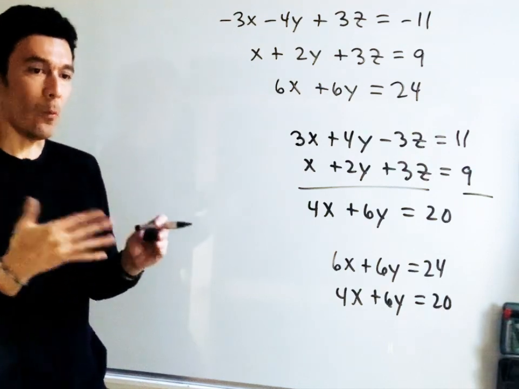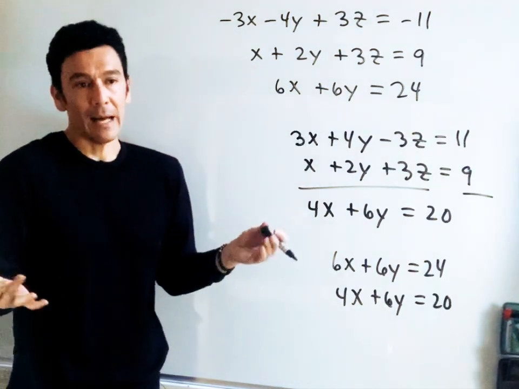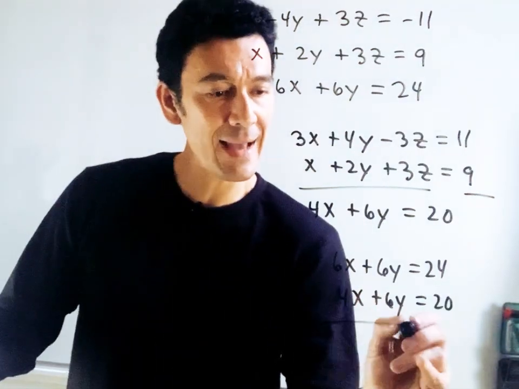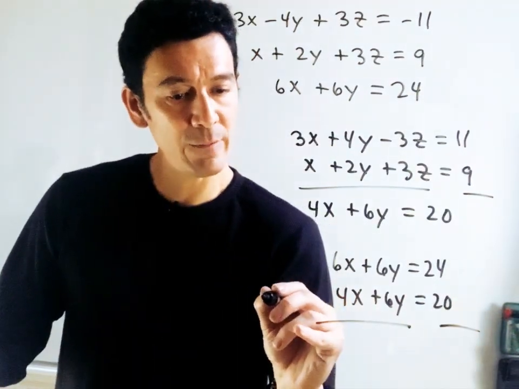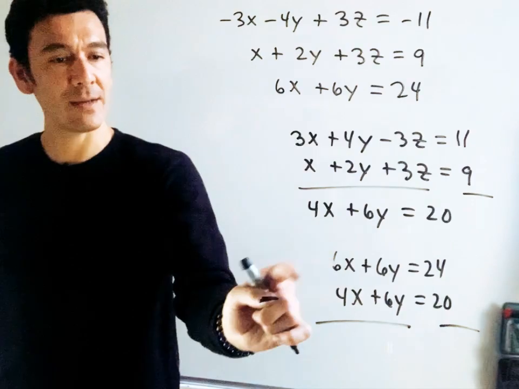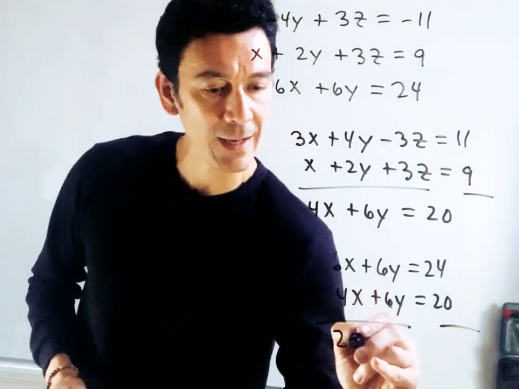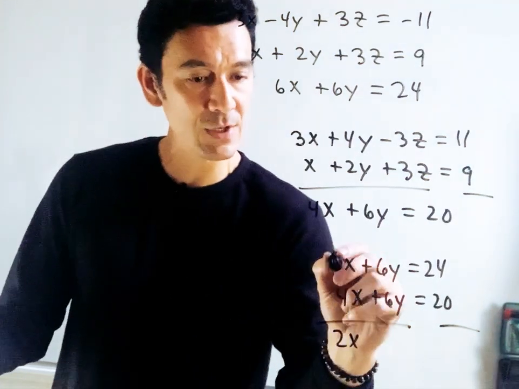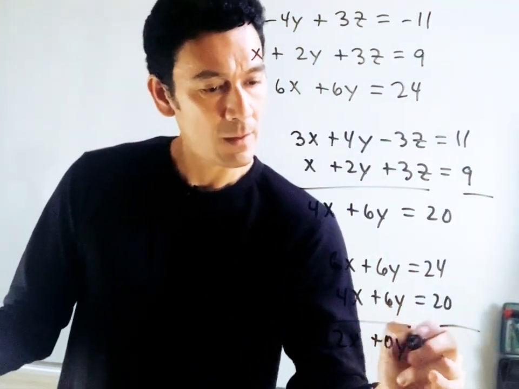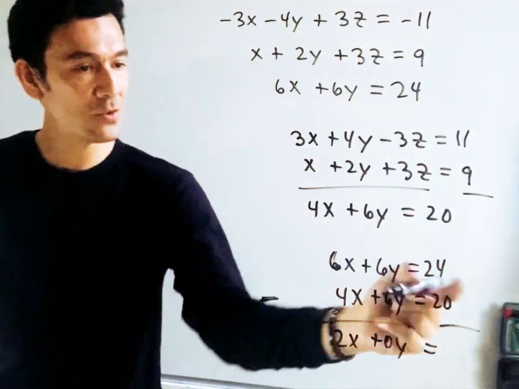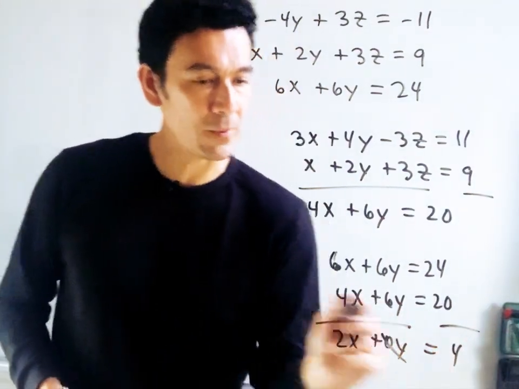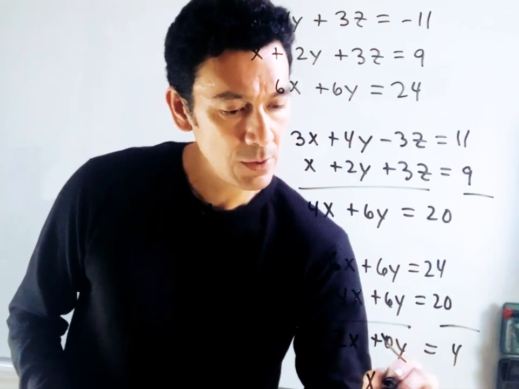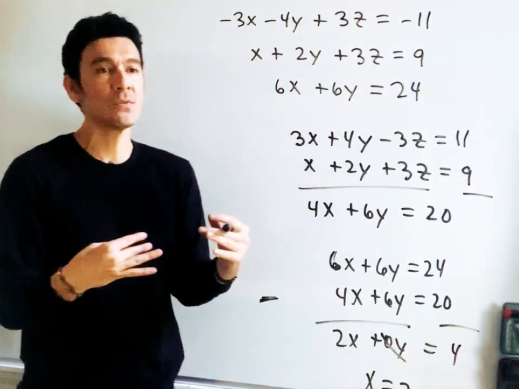And now here the y's line up perfectly. How about we just go top minus bottom? So let's actually subtract these ones in this case. Let's perform a subtraction. 6 minus 4 gives us 2x. And then 6y minus 6y, so that's just 0. And then 24 minus 20 to get 4. The 0y is gone, divided by 2. X is 2.